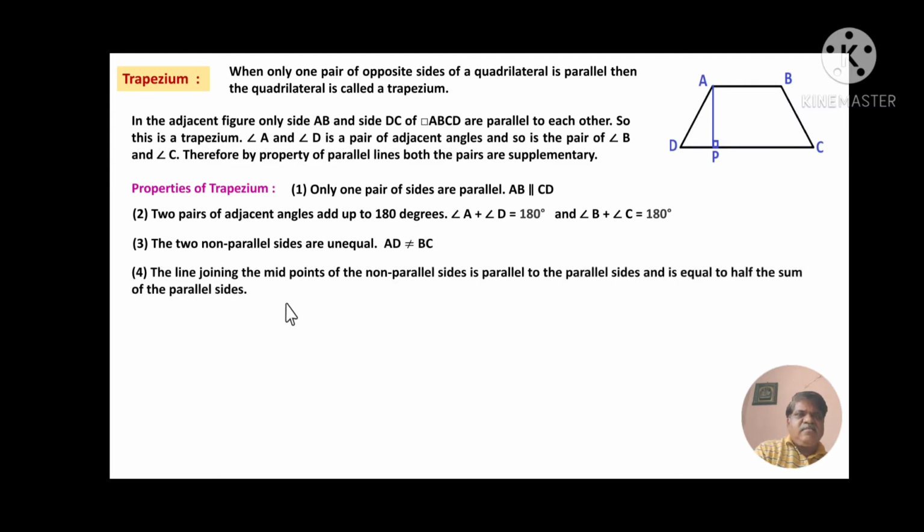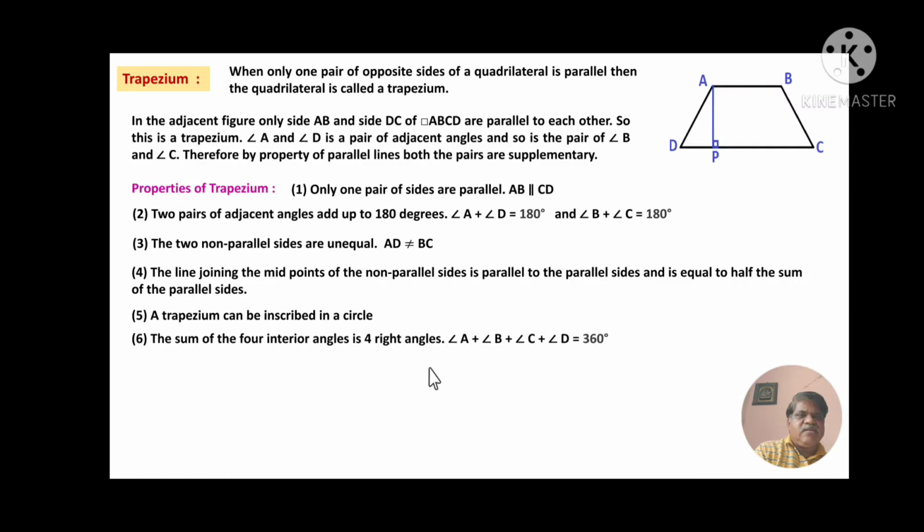The line joining the midpoints of the non-parallel sides is parallel to the parallel sides and is equal to half the sum of these parallel sides. A trapezium can be inscribed in a circle. The sum of the four interior angles is four right angles, that is angle A plus angle B plus angle C plus angle D is equal to 360. The area of the trapezium is half into the sum of the lengths of the parallel sides into the height.